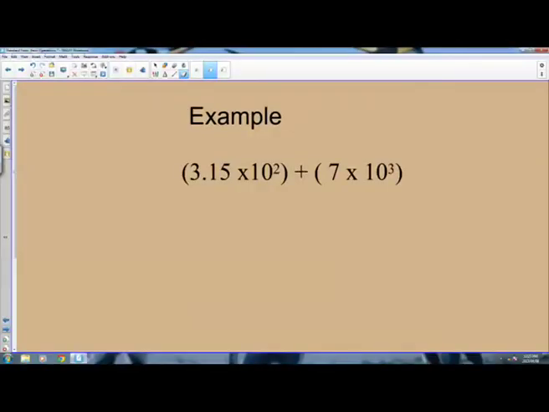Another example is this: 3.15 times 10 to the power 2 plus 7 times 10 to the power 3. So we just need to change this into an ordinary number. 3.15 times 10 to the power 2, change it to an ordinary number. It will be 315.